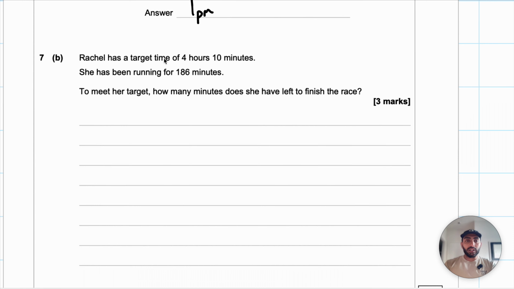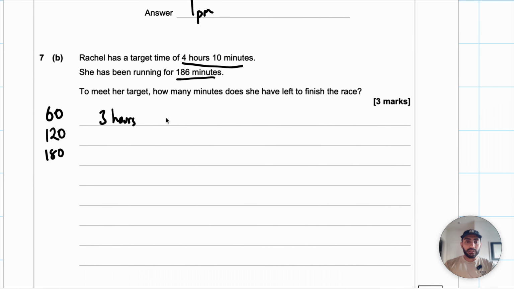Part B. Rachel has a target time of 4 hours and 10 minutes. She has been running for 186 minutes. To meet her target, how many minutes does she have left to finish the race? So let's first figure out how much this is in hours. We know there's 60 minutes in each hour. So 60, 120, 180. So that's 3 hours that we have so far.